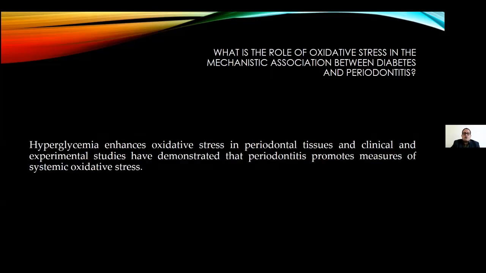Another question was, what is the role of oxidative stress with respect to diabetes and periodontitis? The conclusion is that hyperglycemia enhances oxidative stress, especially in the periodontal tissues, and studies have shown that periodontitis promotes measures of systemic oxidative stress. And we know that oxidative stress is quite pivotal in bringing about periodontal destruction. We'll look at it a little bit later on also.